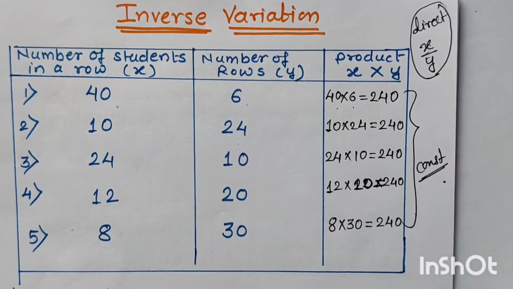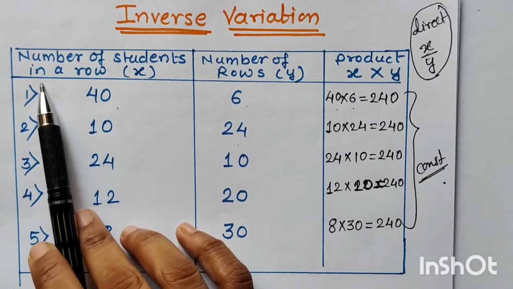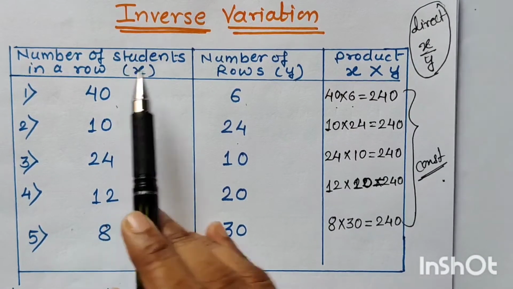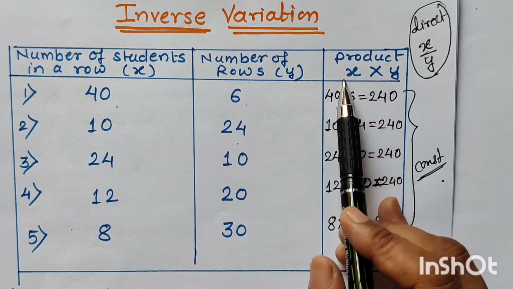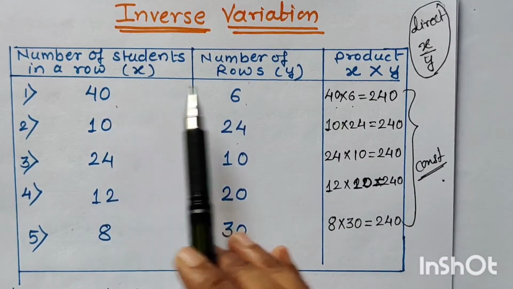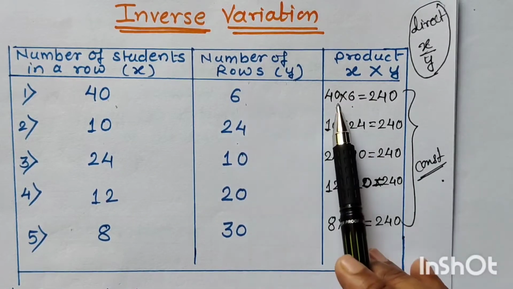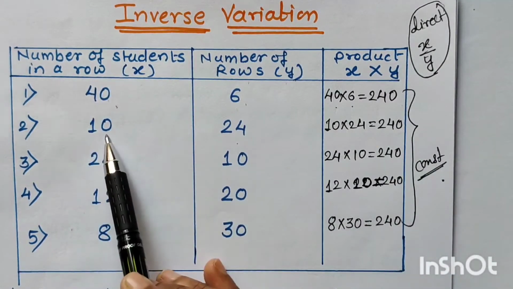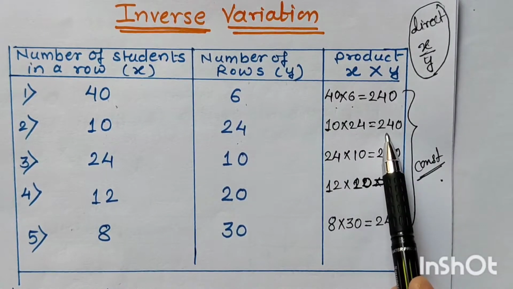Here you can see one chart where in the first column we have the number of students in a row, which is denoted by the variable x. Then the number of rows is denoted by the variable y, and the third column is their product, x multiplied by y. When the number of students is 40, the number of rows is 6, and their multiplication is 40 multiplied by 6, we are getting 240. When the number of students is 10, the number of rows is 24, 10 into 24, again we are getting the answer 240.